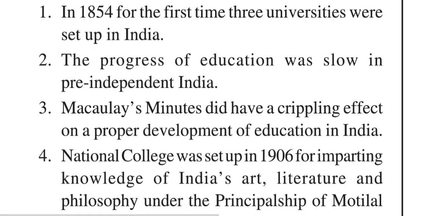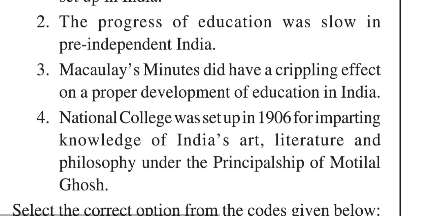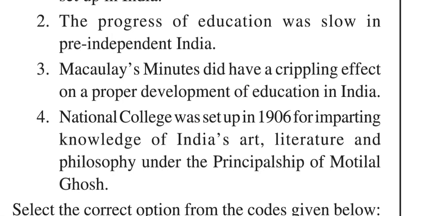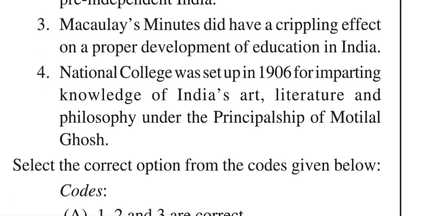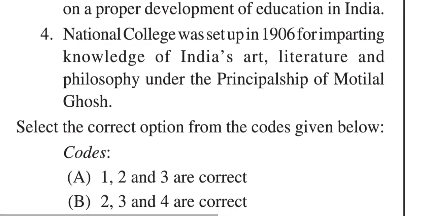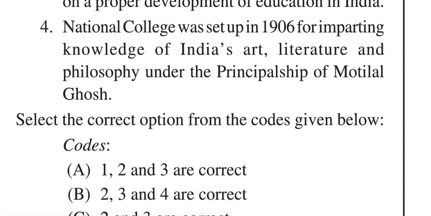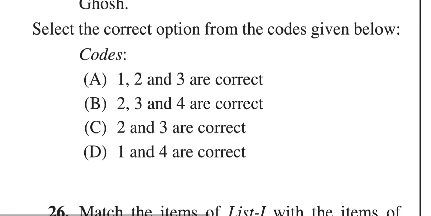Next, number 25, it says, given below are 4 statements. 1. In 1854, for the first time, 3 universities were set up in India. 2. The progress of education was slow in pre-independent India. 3. Macaulay's minutes did have a crippling effect on a proper development of education in India. 4. National College was set up in 1906 for imparting knowledge of India's art, literature, and philosophy under the principalship of Motilal Ghosh. Select the correct options from the codes given below. Codes are like this: 1, 2, and 3 are correct, 2, 3, and 4 are correct, 2 and 3 are correct, 1 and 4 are correct.